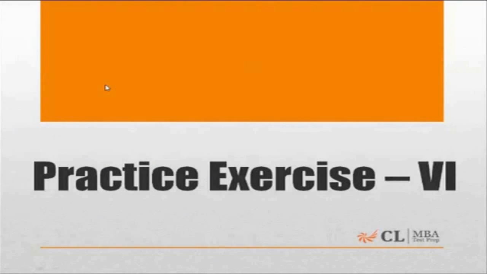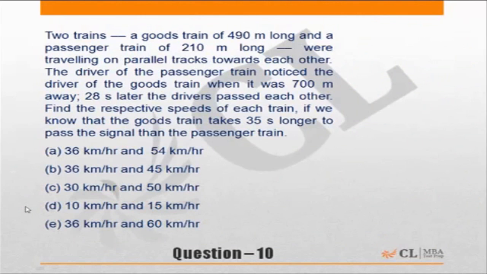This is exercise 6 of time, speed, distance. Question 10. Two trains, a goods train of 490 meters and a passenger train of 210 meters, were travelling on parallel tracks towards each other. The driver of the passenger train noticed the driver of the goods train when it was 700 meters away. 28 seconds later, the drivers passed each other. Find the respective speed of each train if we know that the goods train takes 35 seconds longer to pass the signal than the passenger train.